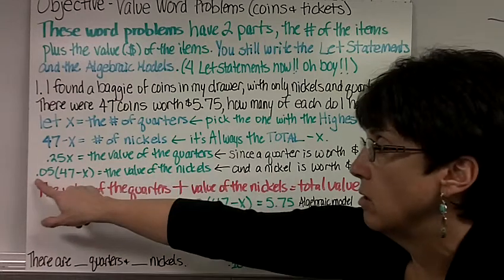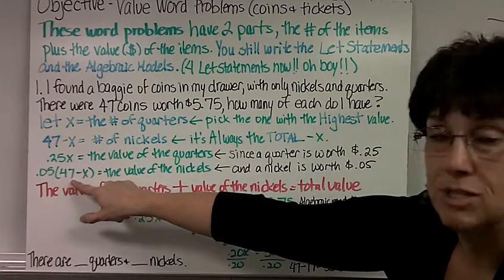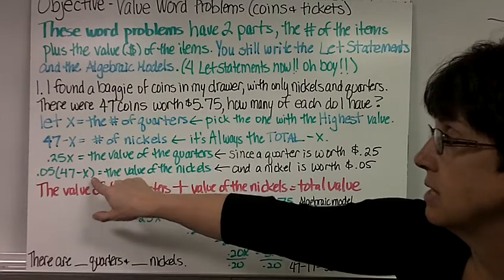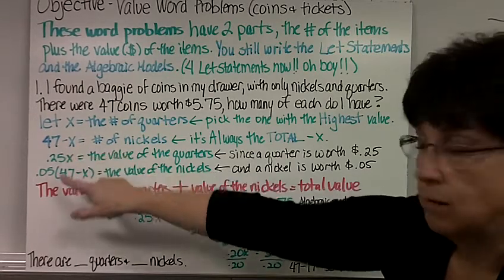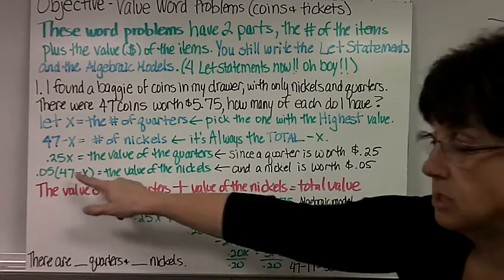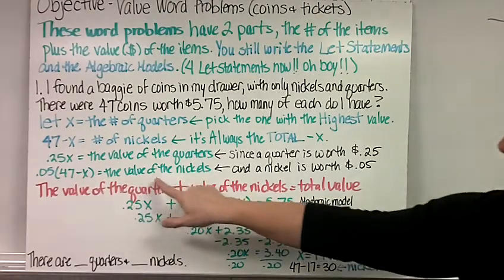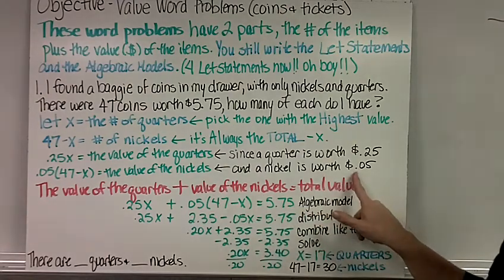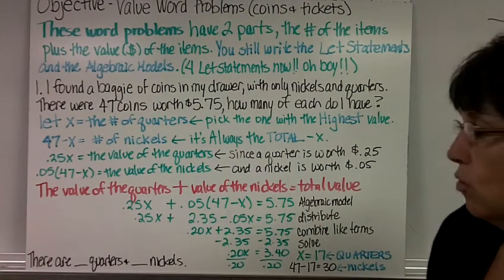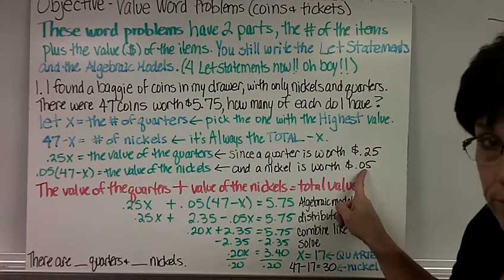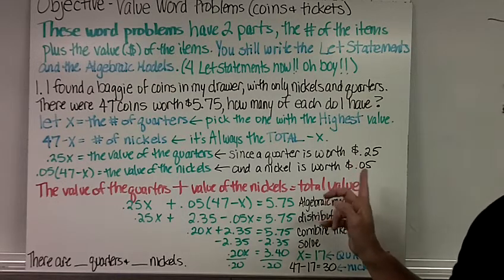Now we do our nickel. 0.05 times the quantity of 47 minus x. Remember, when you have more than one item, when you are going to multiply, you need to put parentheses around it. So 0.05 times the quantity of 47 minus x is the value of the nickels, because a nickel is worth 5 cents. Don't fall into the trap of putting 0.5, because that's 50 cents, and a nickel is not worth 50 cents.